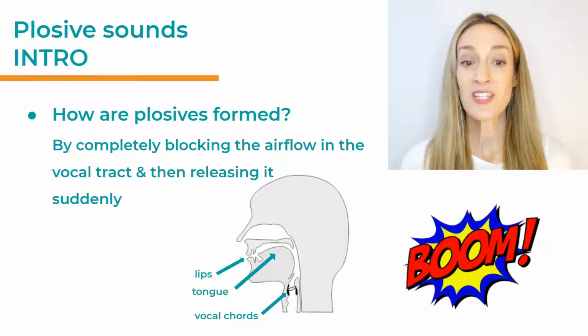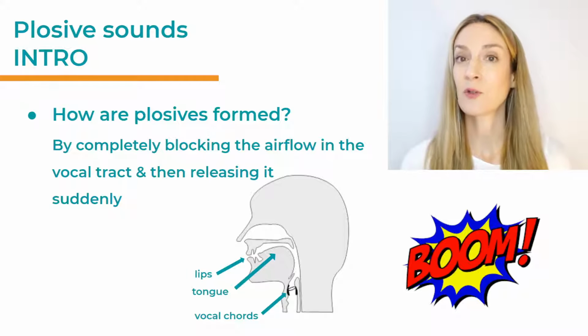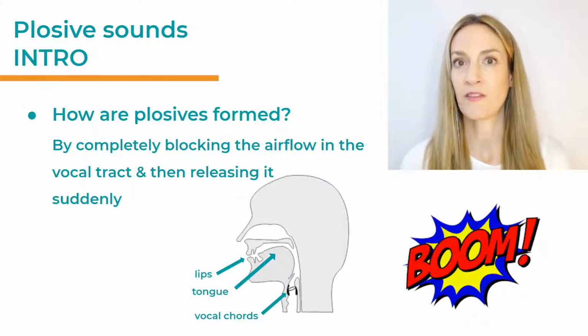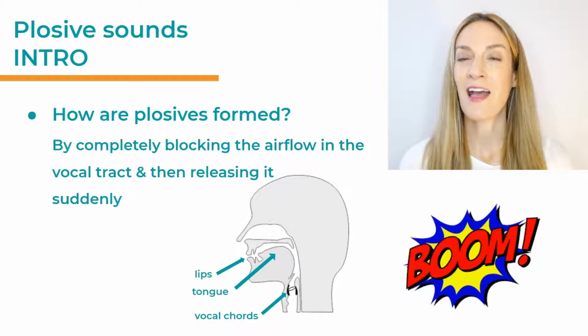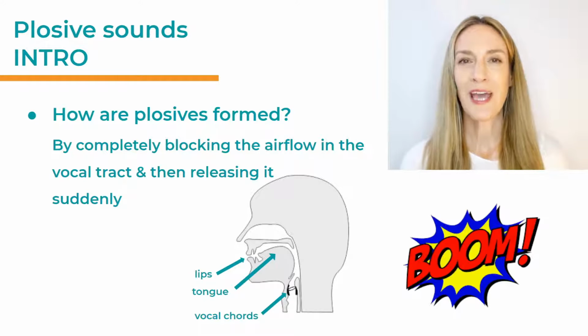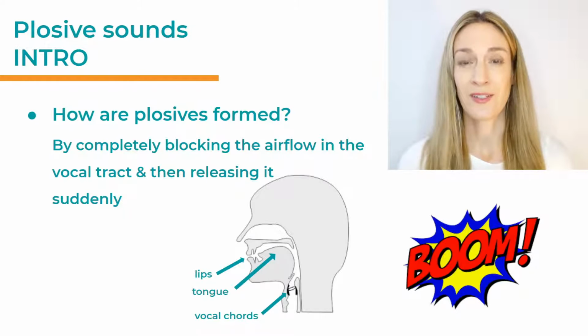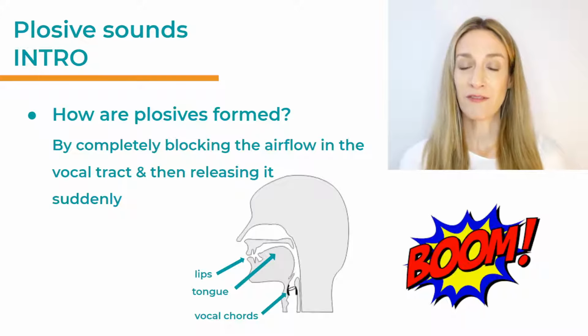So there's closure somewhere in the vocal tract, and it could be at different places within the vocal tract, and we'll have a look in a moment. And that is really why they are plosives. So there is a closure, maybe from lip to lip or somewhere behind your teeth. The air builds up and then you release it suddenly, and that sudden release is really what forms the sound.